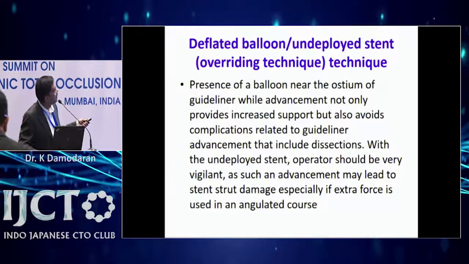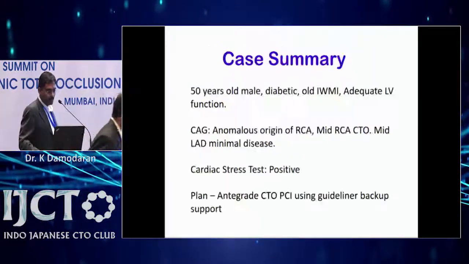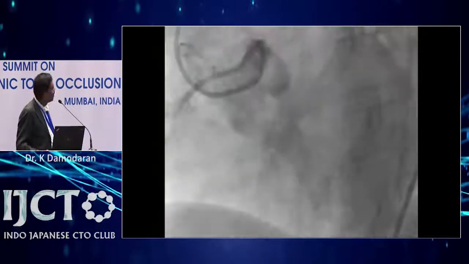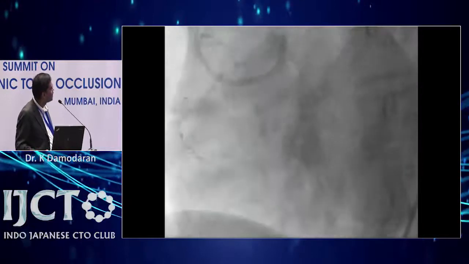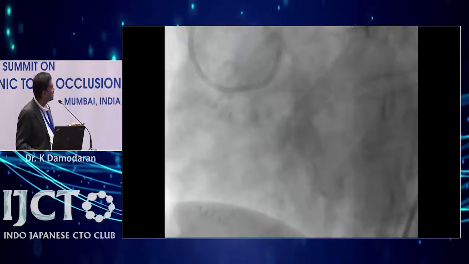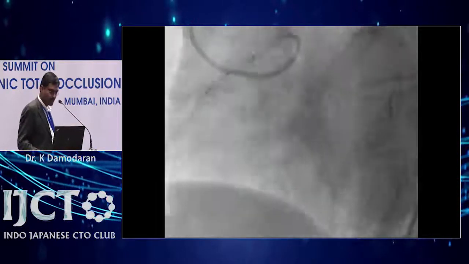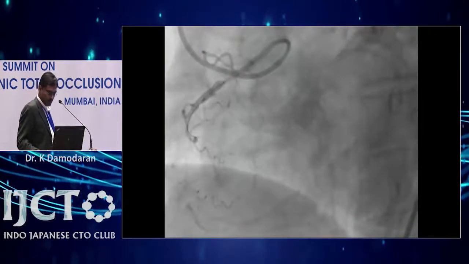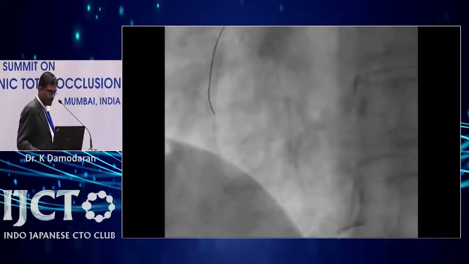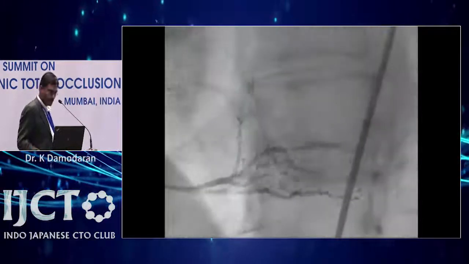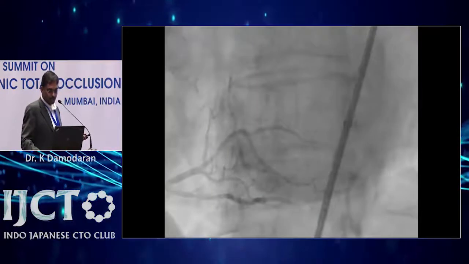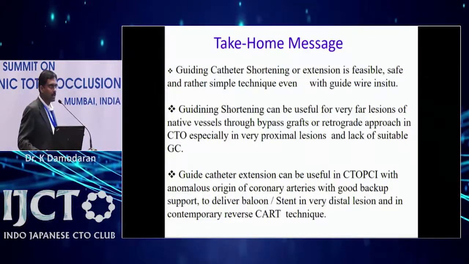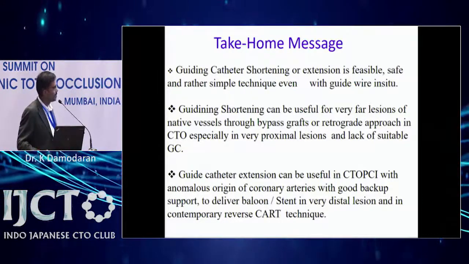This is a common technique, that is the deflated balloon keeping the ostium. And in this case, you can see the anomalous origin of RCA with mid RCA CTO. We have initially engaged with the JL, obviously which may not have a backup. Now you can see the Guideliner which is sitting there, with that the mid RCA was opened up, and finally the study was done. So the Guideliner or Guidezilla is not only useful for taking the devices, it also gives good support in an anomalous situation like anomalous origin or a distal lesion.